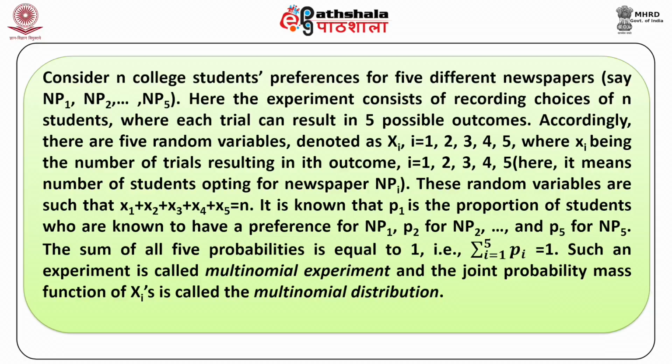Now it is known that P1 is the proportion of students who have a preference for NP1, which means they have the preference for the first newspaper. P2 is for the second newspaper, and similarly up to P5 for the fifth newspaper. The sum of all 5 probabilities is equal to 1, which means we can write down that the summation of Pi, where i is from 1 to 5, is equal to 1. Such an experiment is called a multinomial experiment, and the joint probability mass function of Xi is called the multinomial distribution.